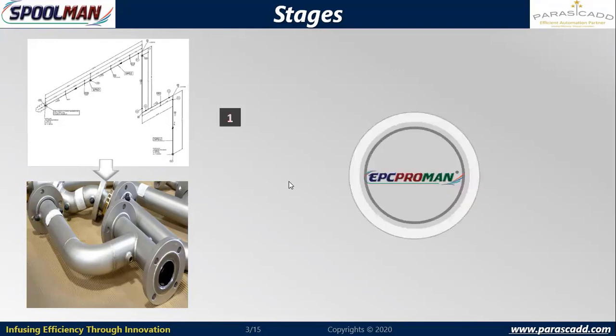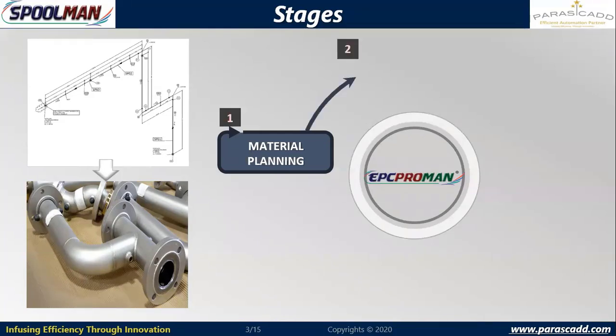And with respect to the overall, I will have the first item, that is material planning. So to start the job, there should be proper material planning. Once the material is planned, then I can go to my next level, spooling. So first we go with material planning, where we receive the material. Material is ordered using other modules of EPC Proman like mat contract, storeman.